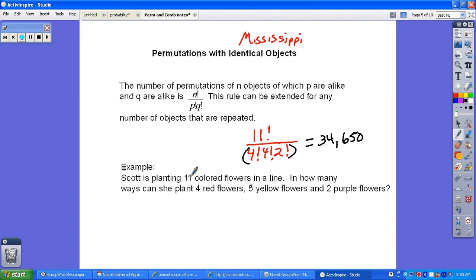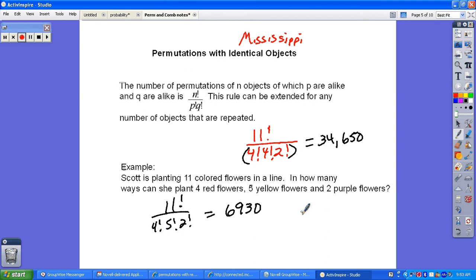So here we have another example, which also happens to be 11. So 11 flowers and then the ones that repeat, okay? And so what you want to do is 11 factorial over 4 factorial, 5 factorial, 2 factorial. When you do that and you get it all in, you're going to get 6,930 ways she can plant the flowers.